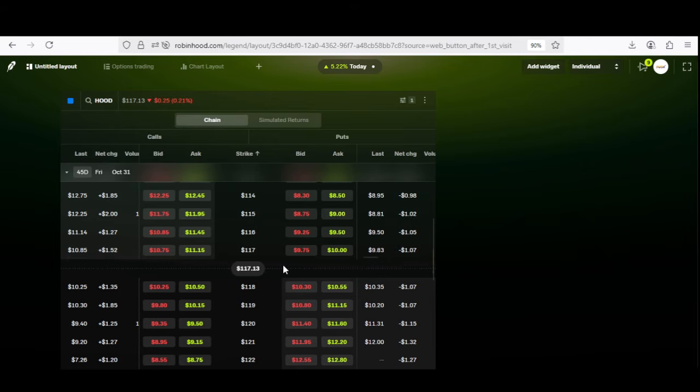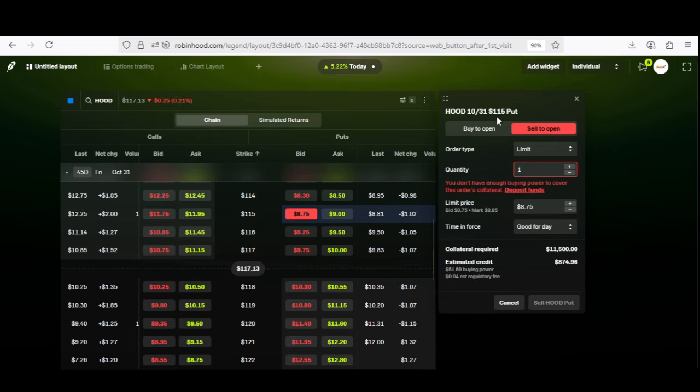So what I'm going to be doing now is a cash secured put at the same 115 mark. As you can see, 115 right here. So I'm going to select right here. Now, as you're going to see at the top, it's a $115 put and it's sell to open, hence a cash secured put. Now, really quickly, for those of you not familiar with the cash secured put, this is an income generating option strategy. Once I do this option strategy, I'm going to be receiving money. The amount of money I'm going to be receiving is going to be $874.